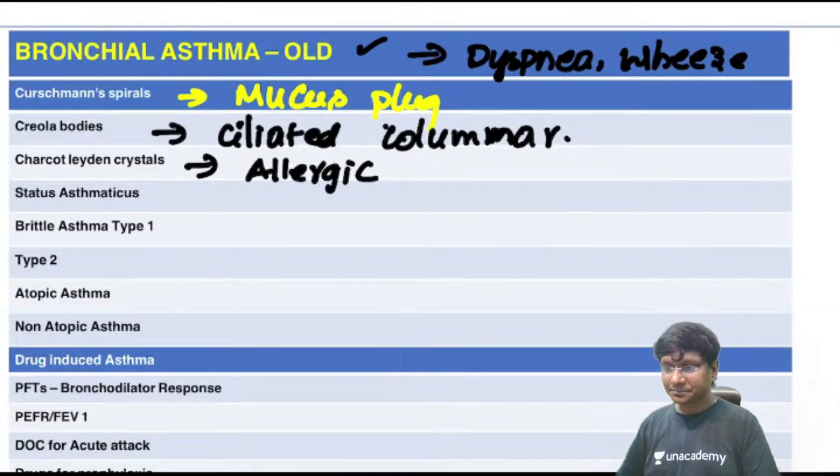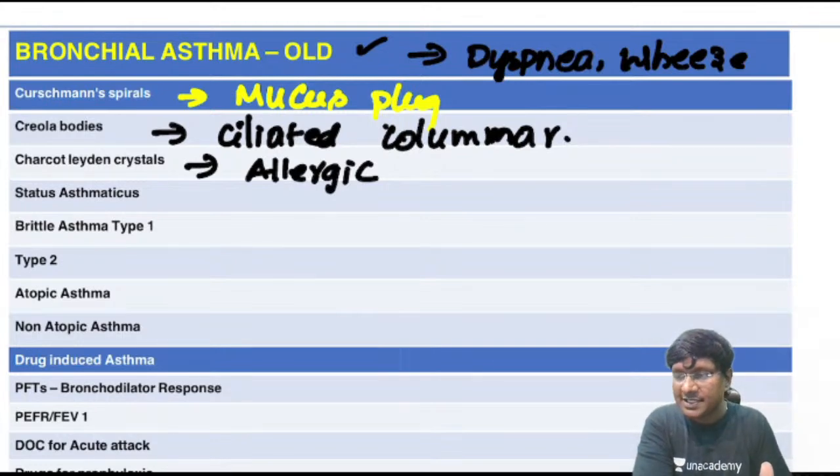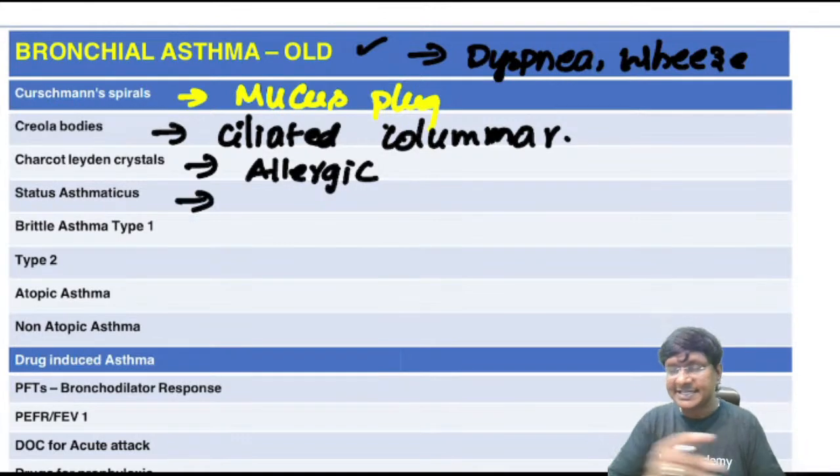Okay, right. Then coming to status asthmaticus. Now what is this status asthmaticus? Yes, Billa, I will tell you respiratory failure, all the types of respiratory failure I'll teach you. Okay, right.